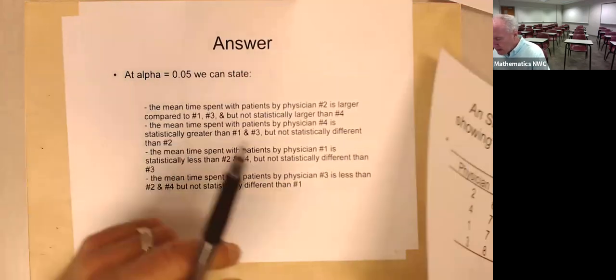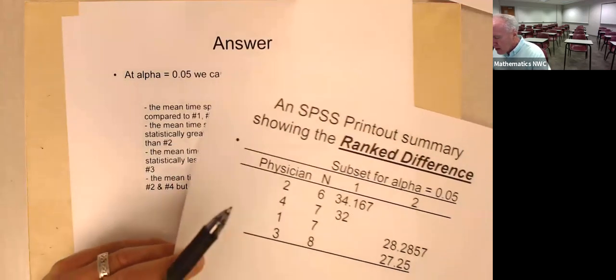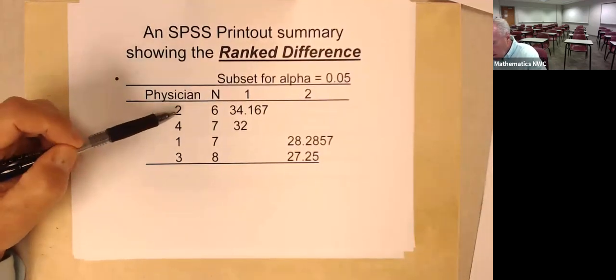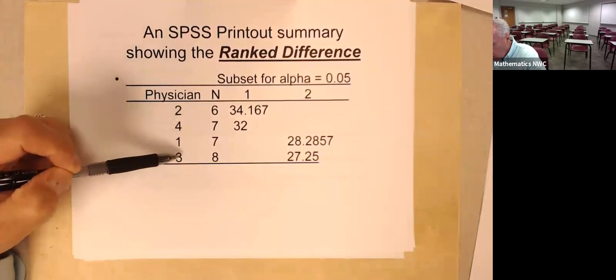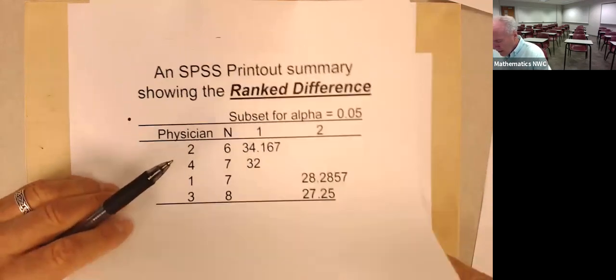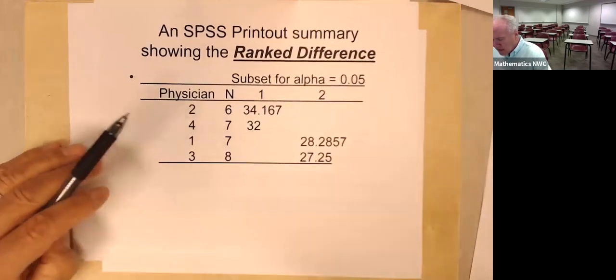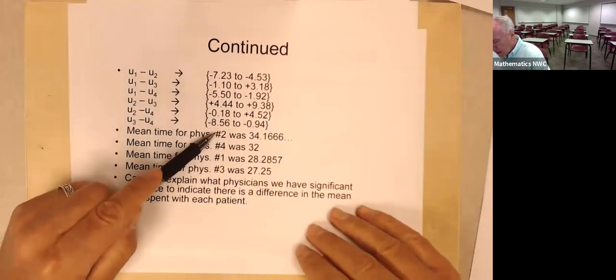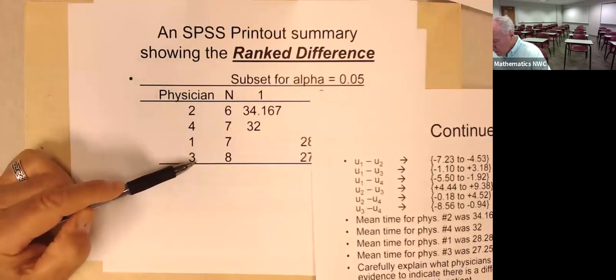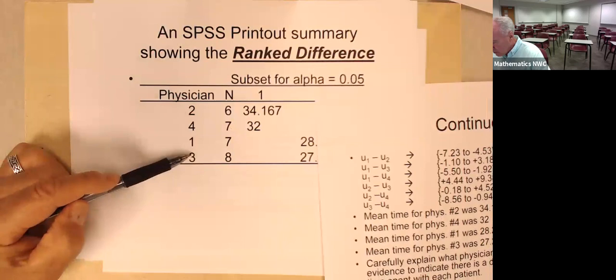Next, we're going to look at just some computer printouts, and I just want you to be able to read and understand what these mean. Here I had physician 2, 4, 1, and 3. You recall that was the order of their sizes. 2 was largest, 4, 1, and 3. We're going from largest to smallest.